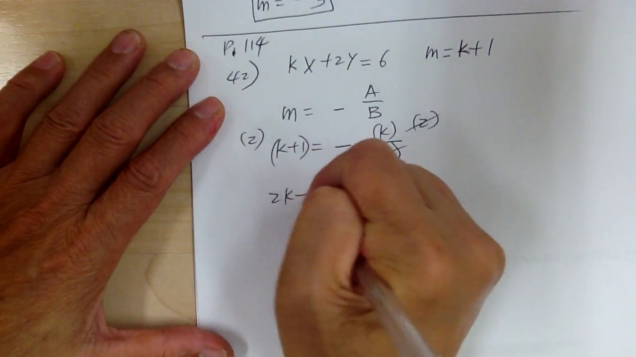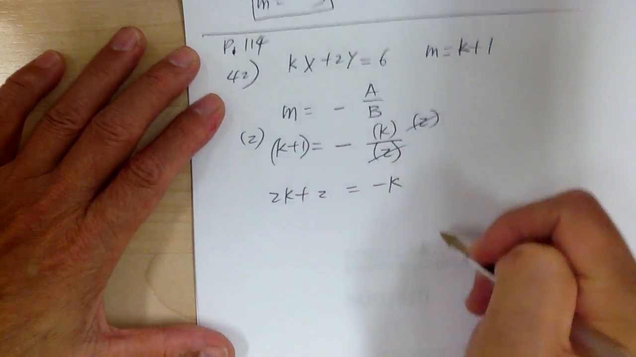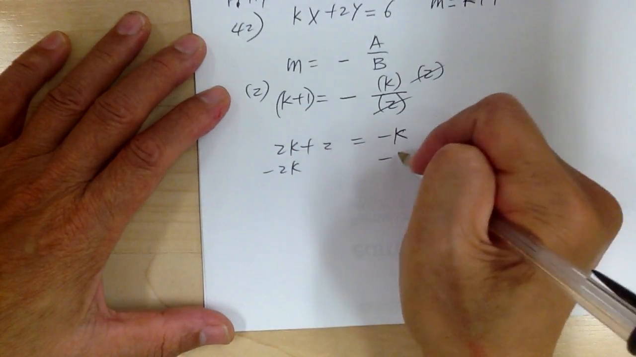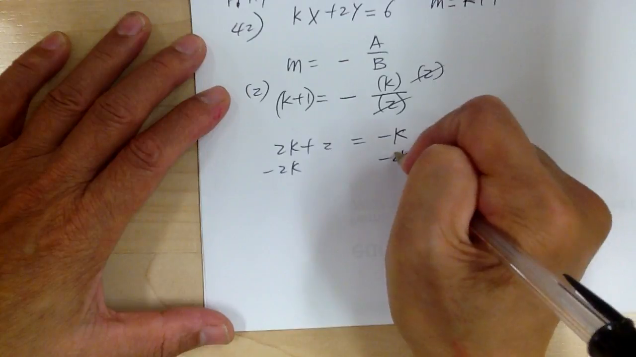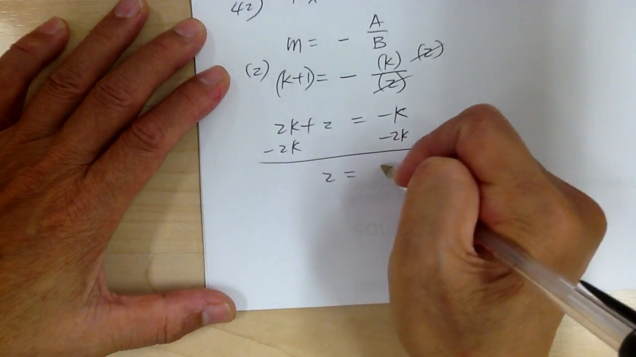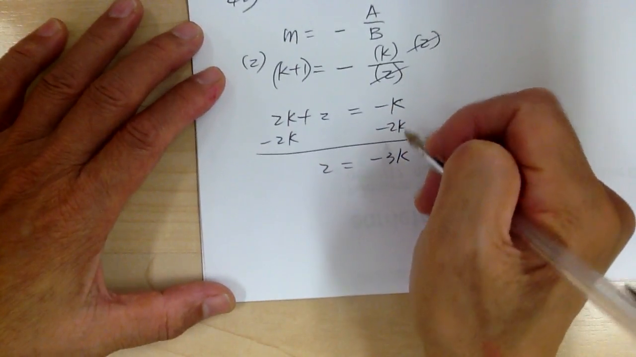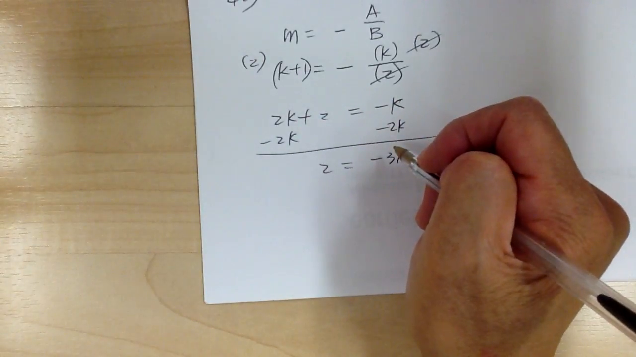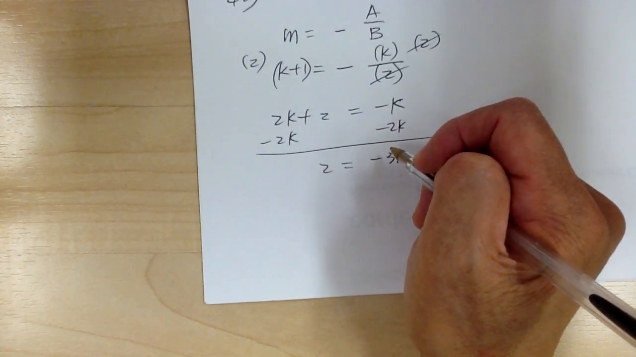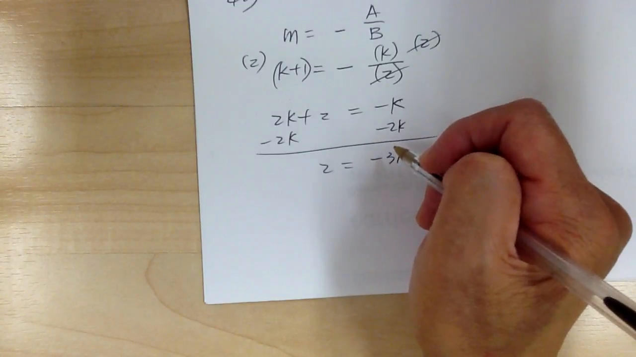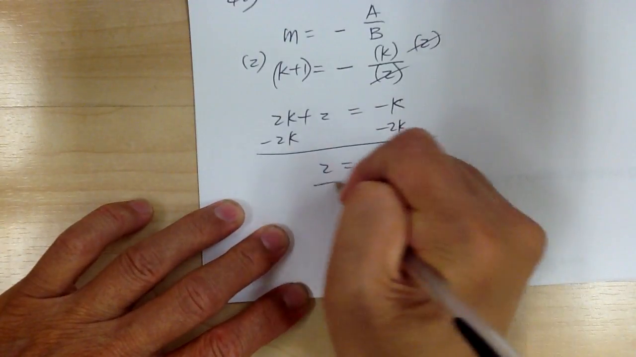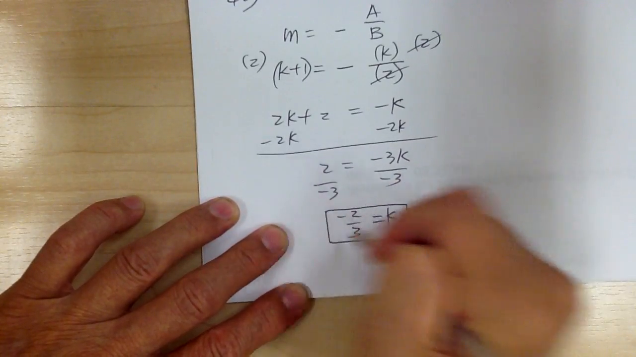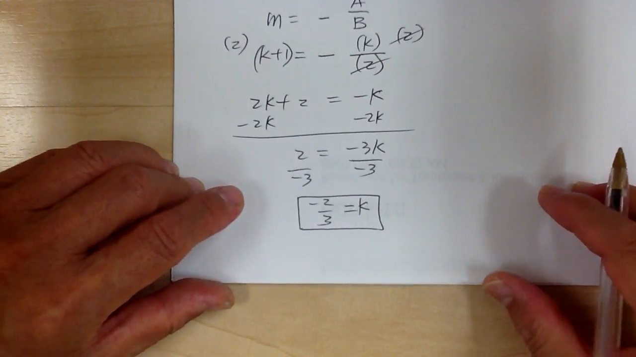So I get 2k plus 2 equal to negative k. And then after that I'm going to minus 2k. I'm going to make the variable go to one side. So I got 2 equal to minus 3k. And then after that, you divide by negative 3, divide by negative 3. So k equal to negative 2 over 3. Okay, and that's it.